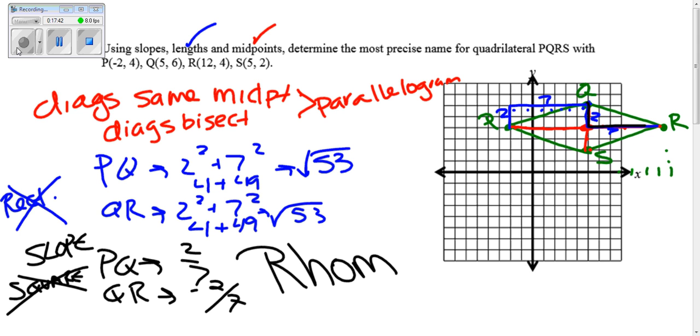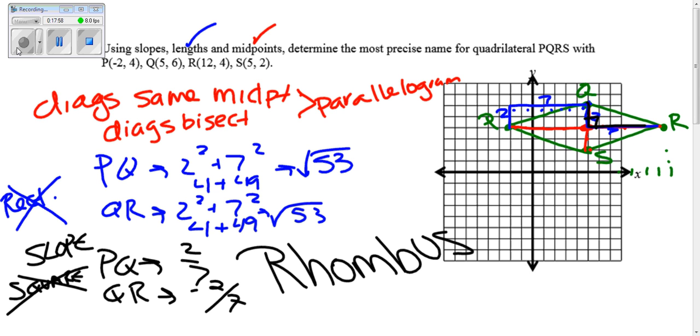Okay, we proved a parallelogram, and then we proved rhombus because all four sides are congruent. All right, and look at your diagonals. They meet at a 90-degree angle, which happens because their slopes are opposite reciprocals, okay, of the diagonals. So this one is a rhombus.